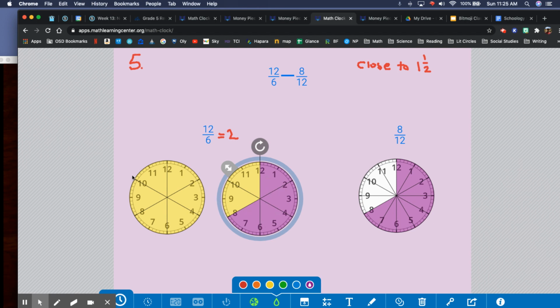So I have 1 whole and pretty close to 1/2, huh? If this section here, the one I just had put in white, was there, it would be exactly 1/2. So it's pretty close to 1 1/2. So that's why it's not really that close. It's to the 8, but it's pretty close to 1 1/2. So we're going to say number 5 is close to 1 1/2.